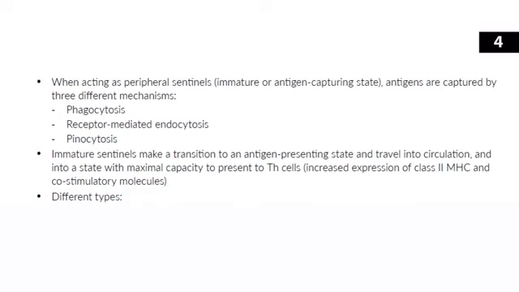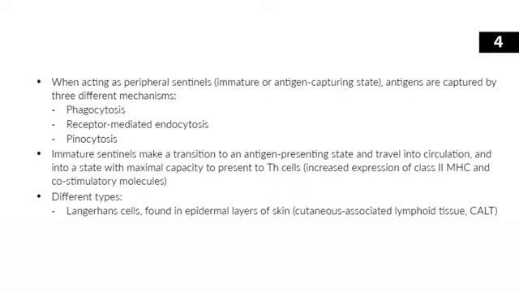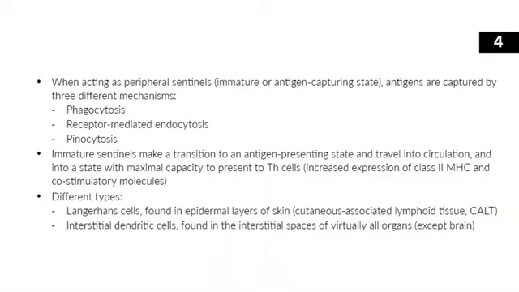There are also different types of dendritic cells. One you may have heard of is the Langerhans cell. A Langerhans cell is a dendritic cell that's found in the epidermal layers of the skin. Sometimes it's referred to as a cutaneous associated lymphoid tissue, or CALT. So the Langerhans cell is a type of dendritic cell that hangs out in the epidermis, and again, once it finds an antigen, it's going to change shape and migrate to the lymph nodes. And then in the interstitial spaces of your organs, except the brain, you have interstitial dendritic cells.